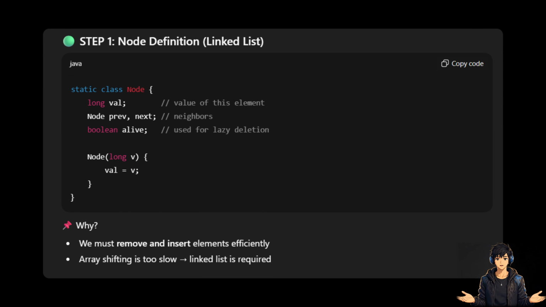Step 1. Node definition. Linked list. Let's start by defining a node. Each number in the array becomes a node in a doubly linked list. Why a linked list? Because after a merge, elements disappear and new ones appear, and shifting arrays would be far too slow. Each node stores its value, a pointer to the previous node, a pointer to the next node, and one important flag called alive. That alive flag helps us ignore outdated pairs later.